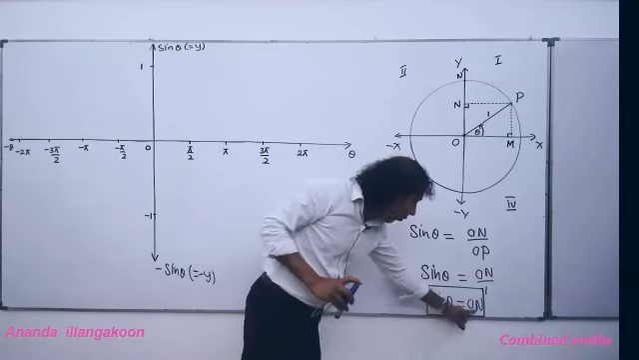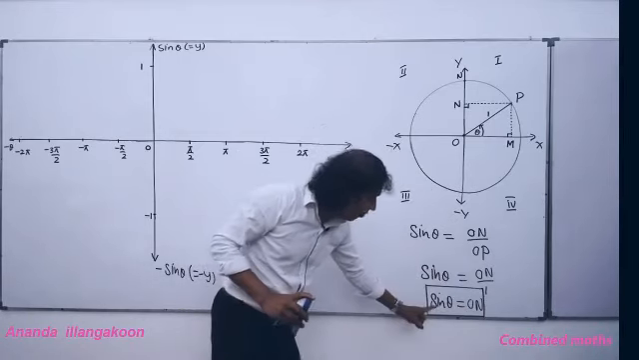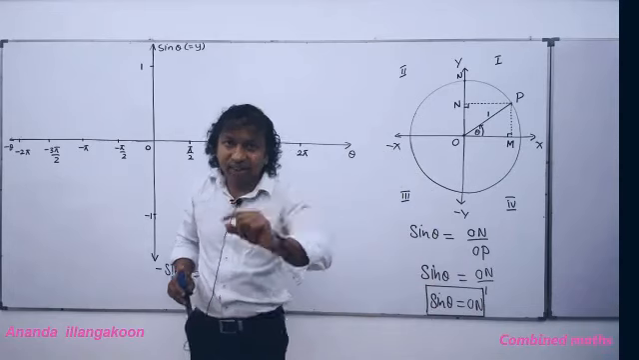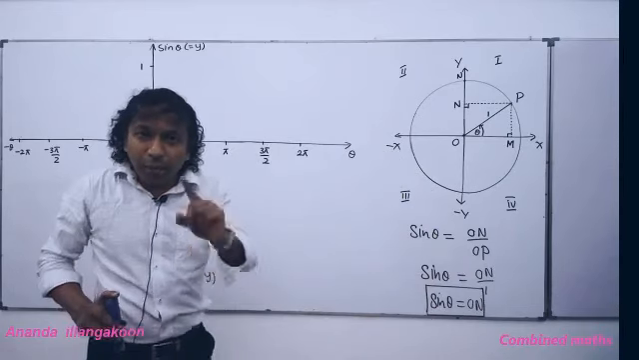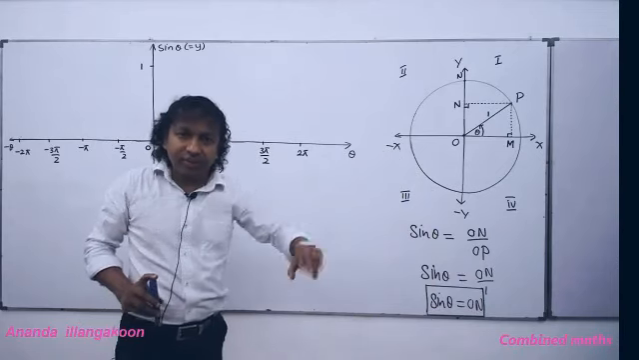But you know, ON is sine theta. If the maximum value of ON is 1, then the maximum value of sine theta is what? 1. Then you can very clearly understand the maximum value of sine theta is 1 for any angle.